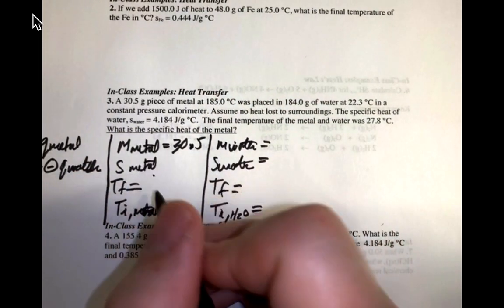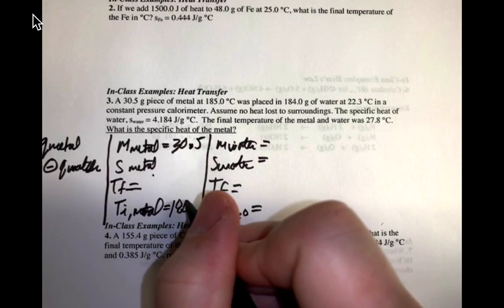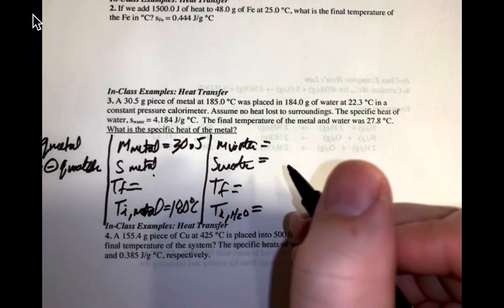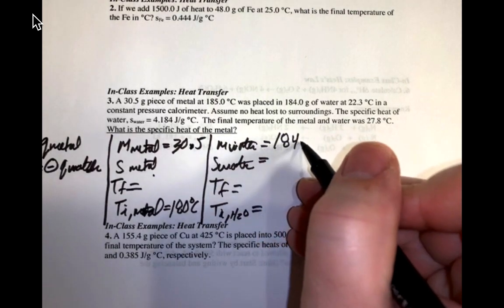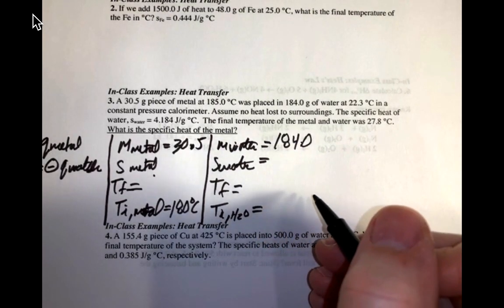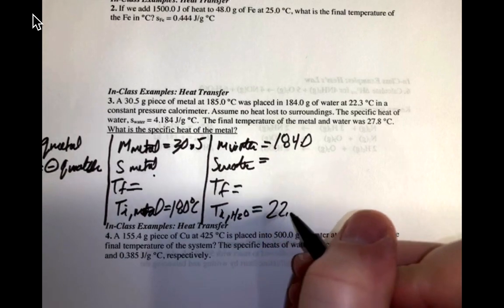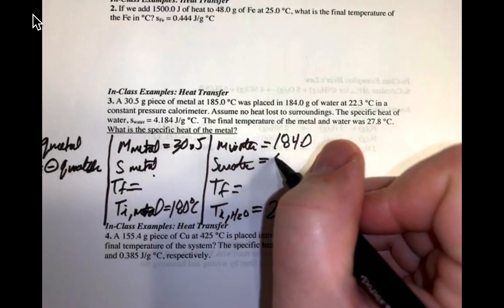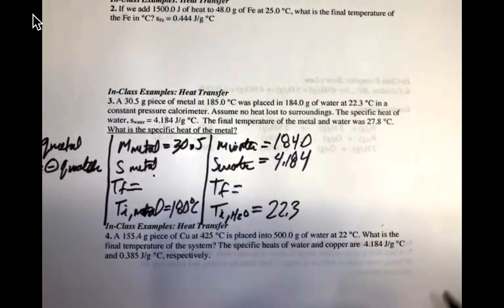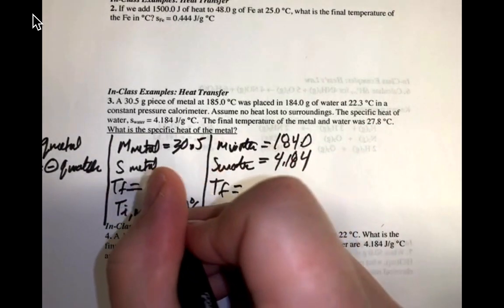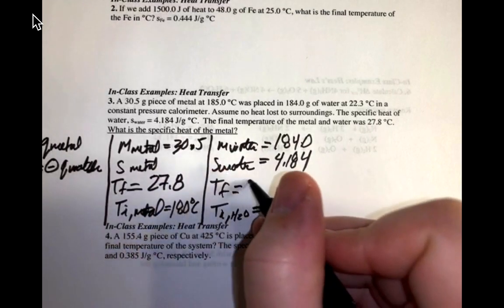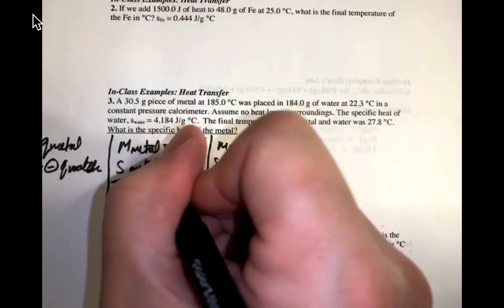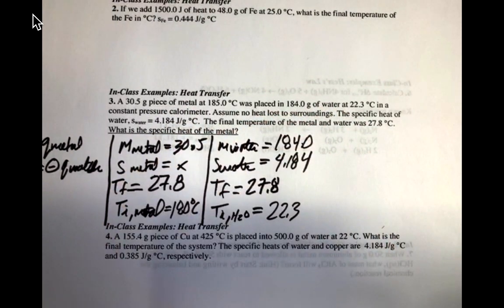So the mass of my metal is 30.5 grams. The metal was initially at 180 degrees C. It was placed in 184 grams of water, and that water was initially at 22.3 degrees C. The heat of the water is given, and the final temperature of the system is given. So heat transfers until they both are at exactly the same temperature, and then the process is done. And I'll put that in as an X.